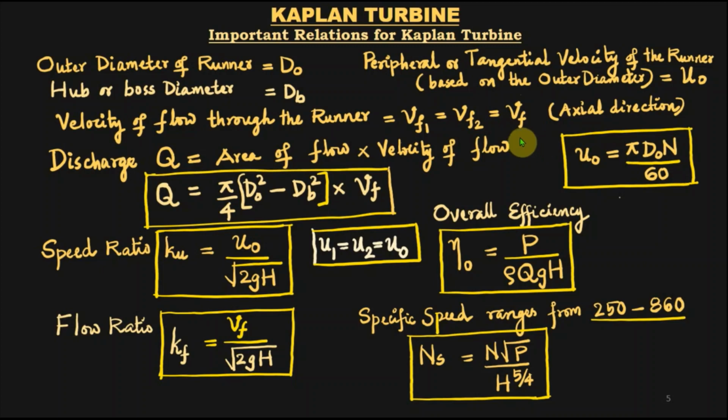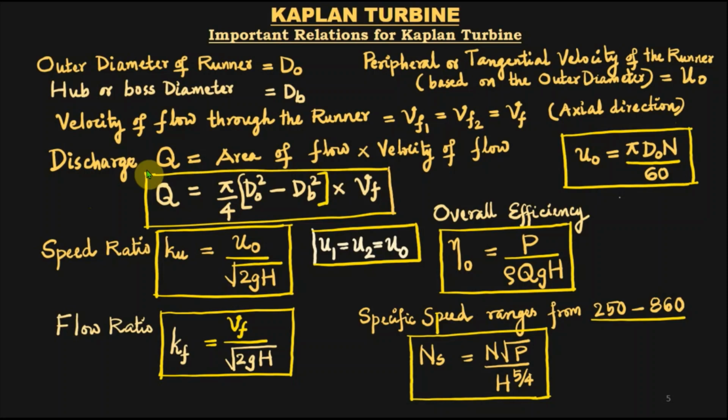But remember one more important thing. In the case of Francis turbine, or for the analysis up to this level, we have considered the flow component of velocity that is in the radial direction. But here the important point is that Vf1 and Vf2, these components, are equal and they are in the axial direction. So the flow component of absolute velocity of water flowing through the runner vanes proceeds in the axial direction, not in the radial direction, as in the case of Francis turbine.